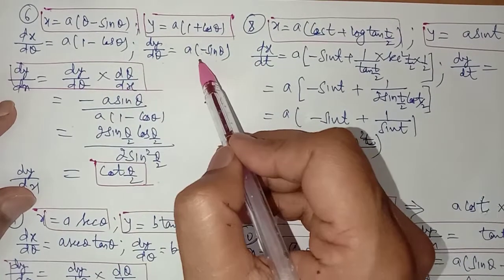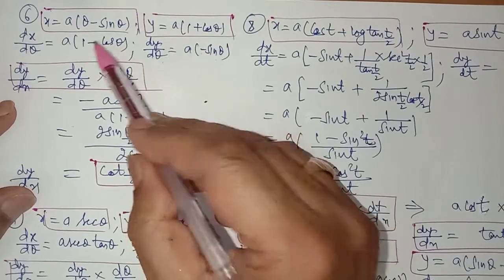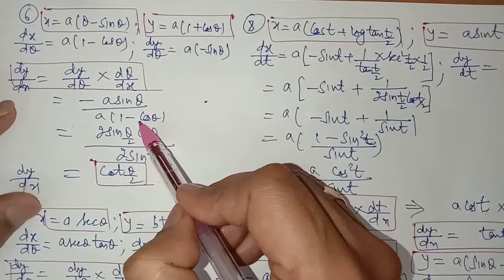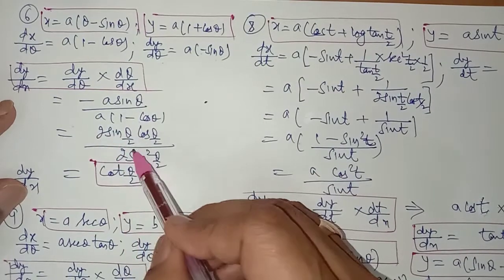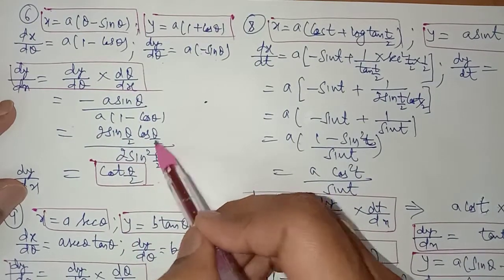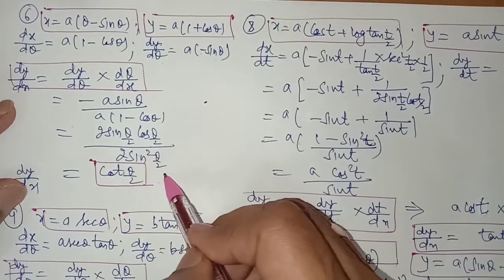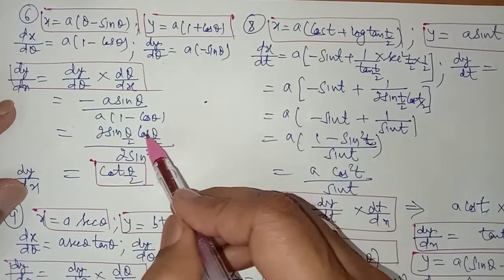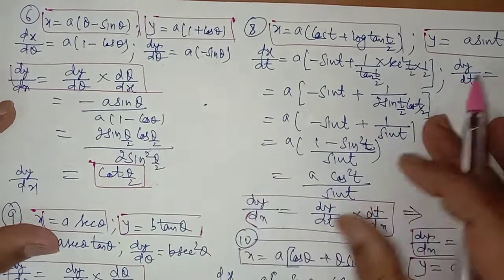So dy upon d theta is minus a sin theta, and d theta upon dx is the reciprocal of this. Now you can use the trigonometric identities. Sin theta will be equal to 2 sin theta by 2 cos theta by 2. You must know this formula, and for the formula 1 minus cos theta is 2 sin square theta by 2. Simplifying it, cancel out sin, cos upon sin, cot theta by 2.